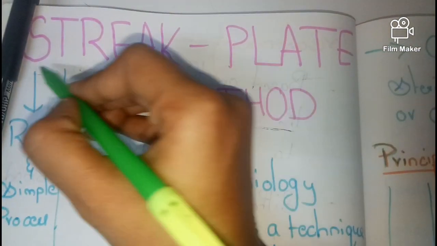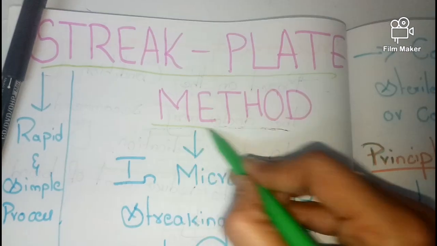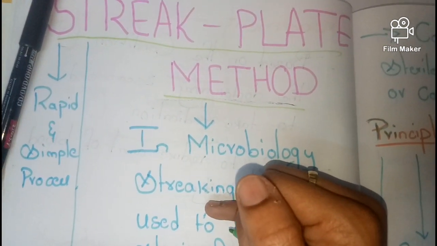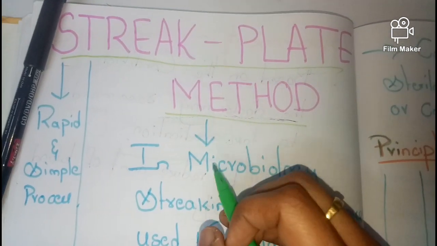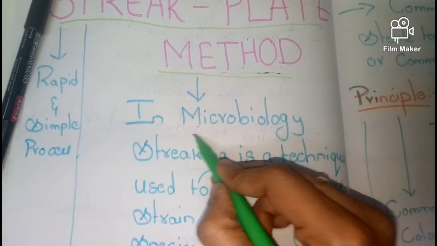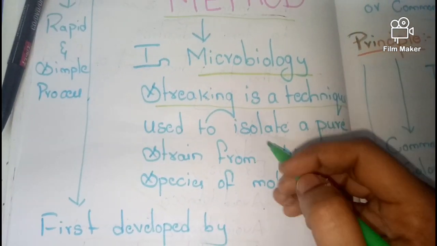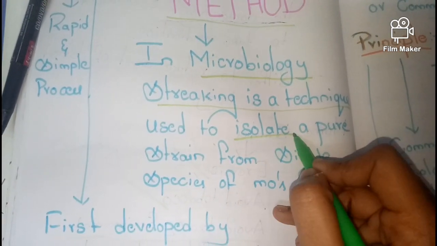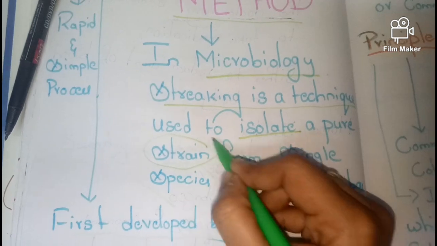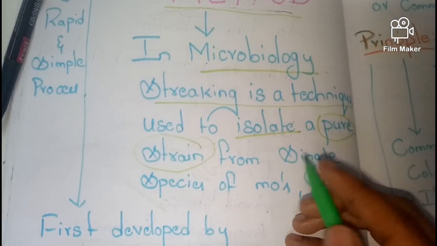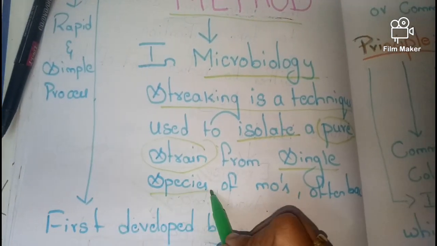Today our topic is the streak plate method. This is one of the culturing methods for the isolation of microorganisms. It is mainly used in microbiology. It is a streaking technique mainly used to isolate a pure strain of microorganisms from a single species.